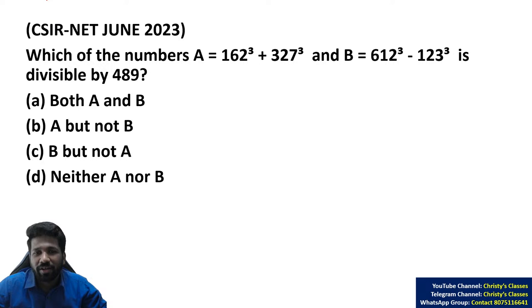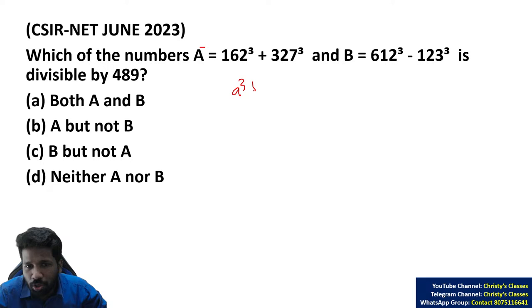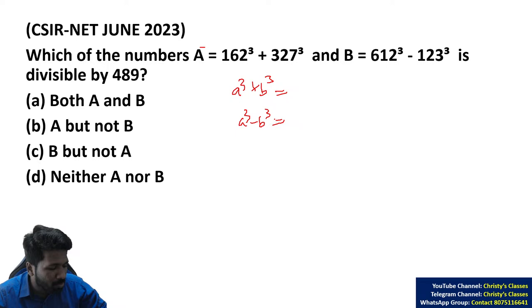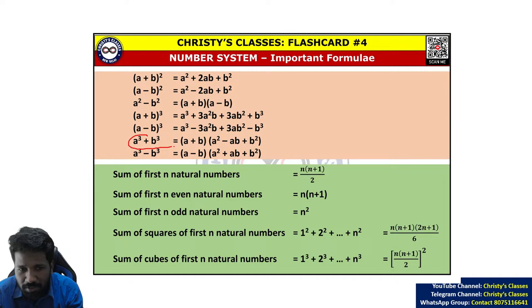Some of you may remember the a cube plus b cube formula. Yaad hai? Or the a cube minus b cube formula also was there. This identity is what I am trying to say. A cube plus b cube is (a plus b) into (a square minus ab plus b square). Not (a plus b) the whole cube. I am telling about a cube plus b cube.